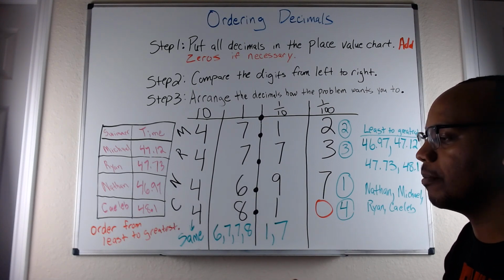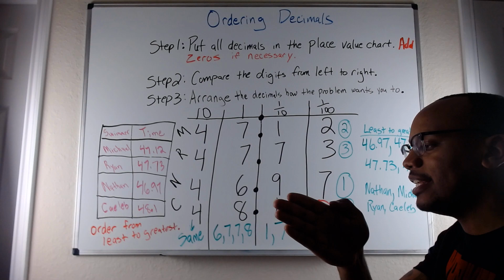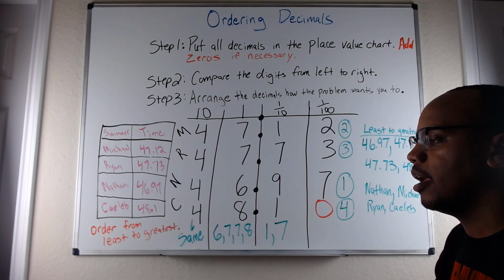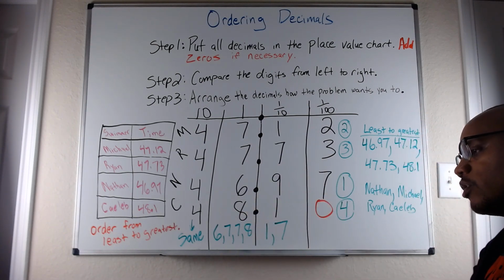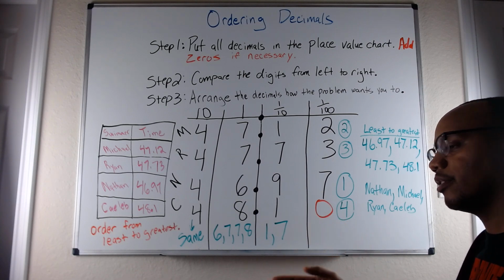Again, to order something means to arrange it in a certain way. But you have to compare it first before you can order it. Peace.